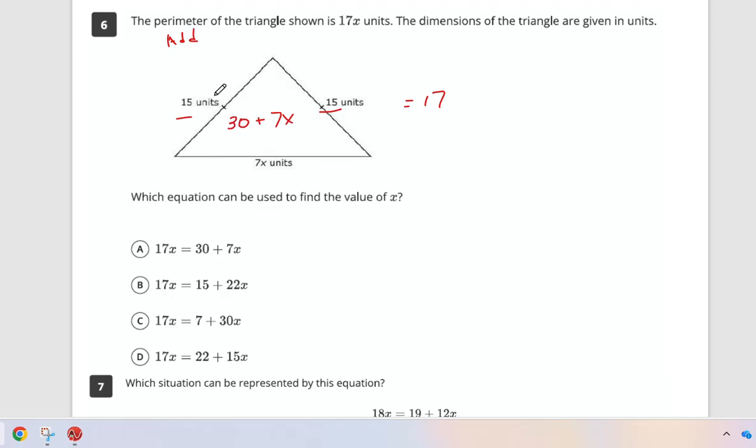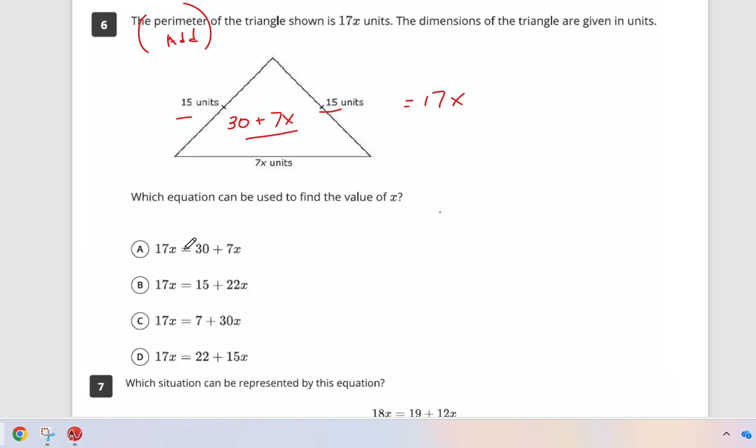Okay, so we're going to say the perimeter of this triangle shown is 17x. My bad. The dimensions of the triangle are given in units. So this plus this gives me all of that. So now we're going to say this one, which is all of this, is equal to this one. And why did we add them all up? Because it says to use their perimeter. So we're going to do that one very easy.